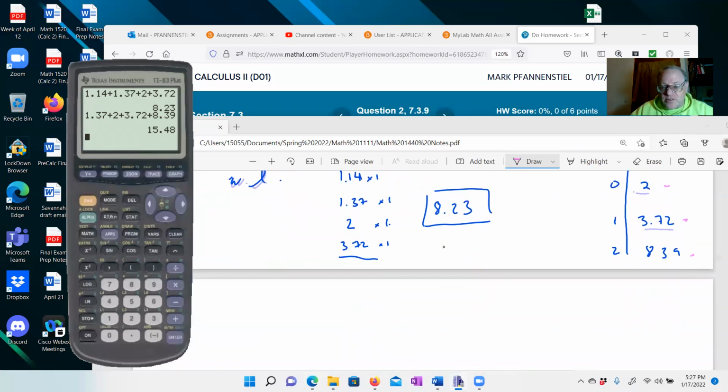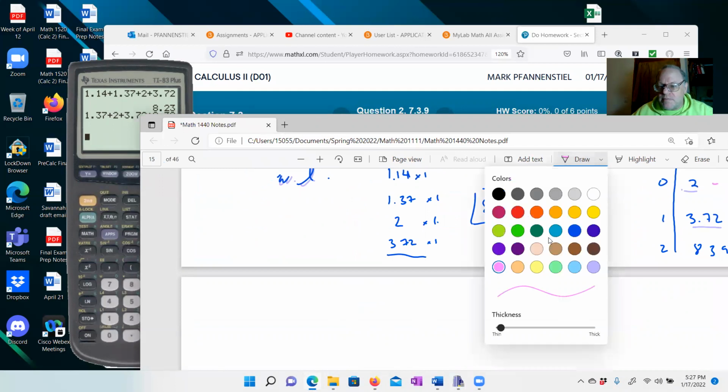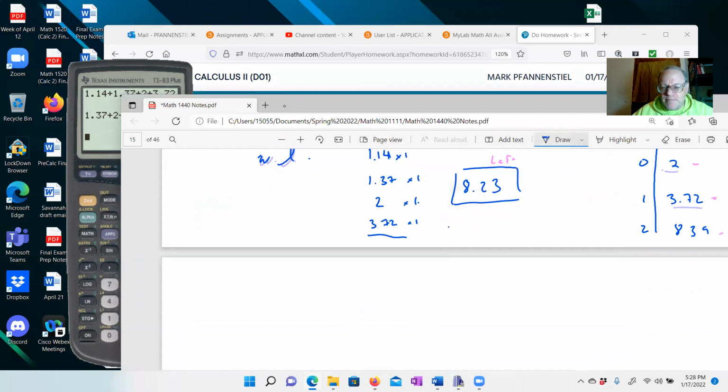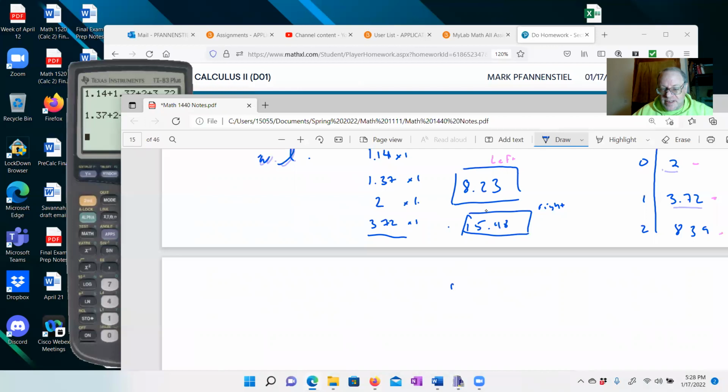So on the right-hand side, so this is the left. On the right-hand side, we ended up with, again, I'll go back to blue so we could read it. All right. On the right-hand side, we ended up with 15.48. Okay, this was the right. After that, they want us to average these two. Okay, so we're going to say this is 8.23 plus 15.48, all divided by 2. I'm just going to average those out.